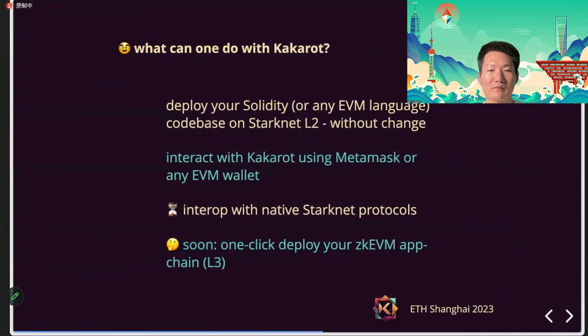So what can you do with Kakarot? You can do essentially what you would do with an EVM chain. You deploy your Solidity or any EVM language on Starknet, but really any Cairo chain works. Kakarot will work on any Cairo chain without change. Then you interact with it using MetaMask, viem, wagmi, Hardhat, Foundry. You can do anything. Soon you'll also be able to interoperate with native Starknet protocols. And also very soon you'll be able to one-click deploy your zkEVM app chain and be part of the Starknet ecosystem. You can think of Kakarot as many things. One way we like to put it is we're going to be the EVM actor in the Starknet ecosystem, and we're the only one right now.